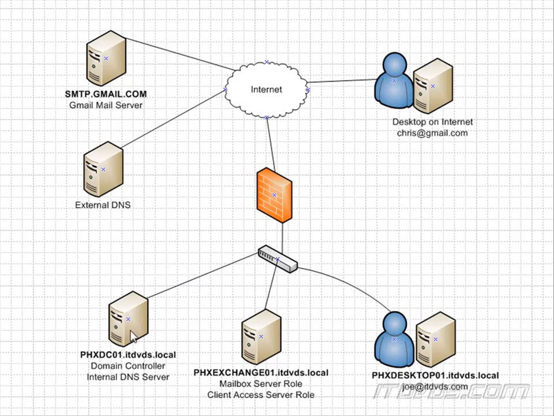So they only work on your local area network, like 192.168.6.5, which is the IP address of PHX Exchange 01. So I couldn't be out on the internet here and ping 192.168.6.5 and have that access PHX Exchange 01 because that IP address is for internal use only.